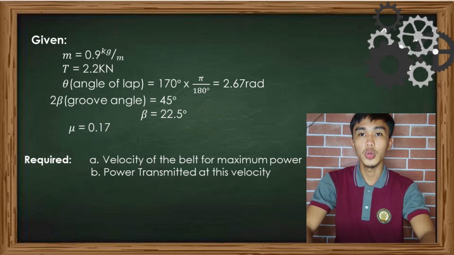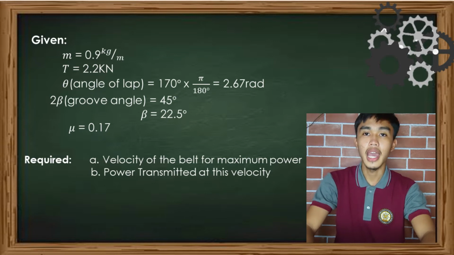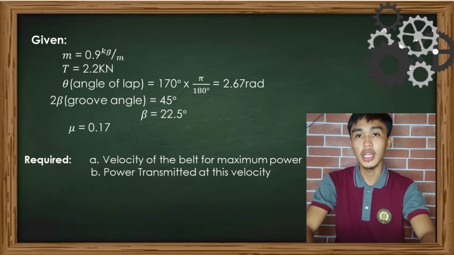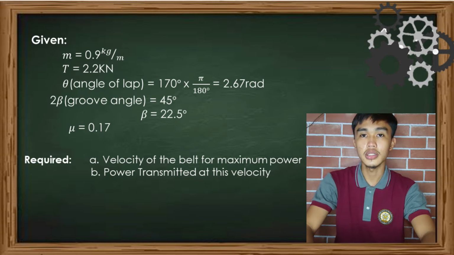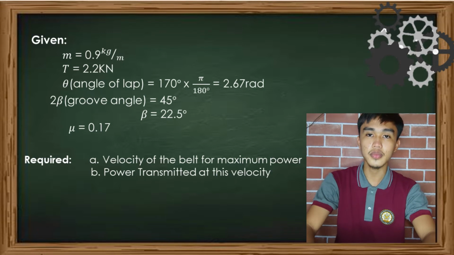So in this problem 2, we have the following givens. The mass is equal to 0.9 kg per meter. Then the maximum permissible tension is equal to 2.2 kN. Then the angle of lap is equal to 170 degrees, which we will convert to radians. So 170 degrees times pi over 180 is equal to 2.967 radians. And the groove angle, which is 2 beta, is equal to 45 degrees, divided by 2 to cancel out the 2. So we have beta is equal to 22.5 degrees.